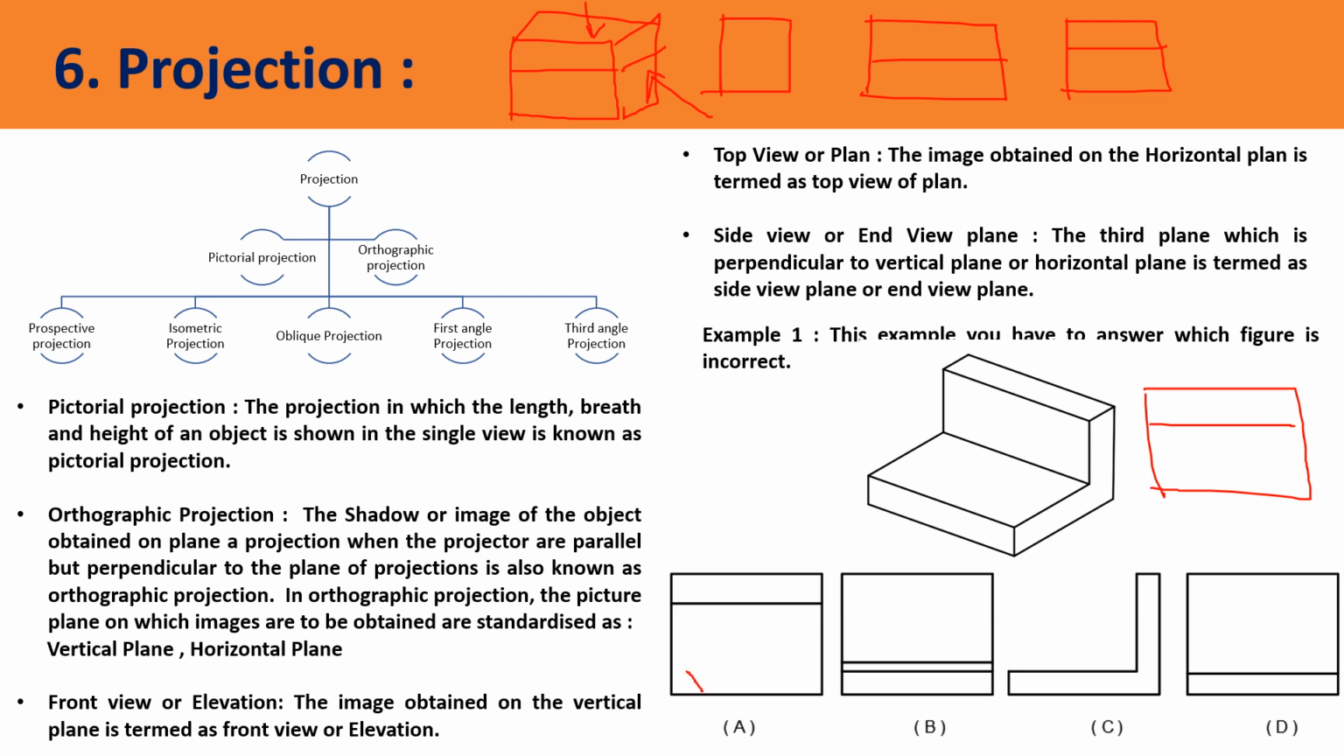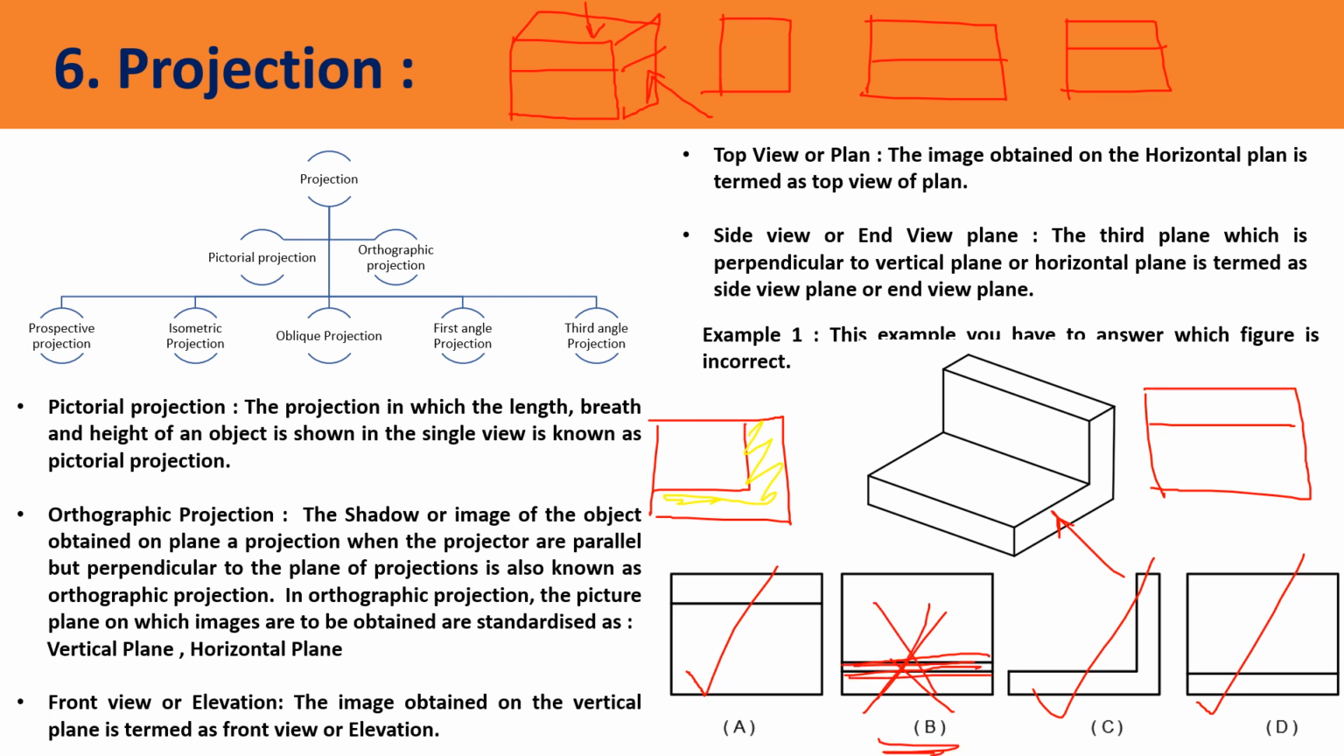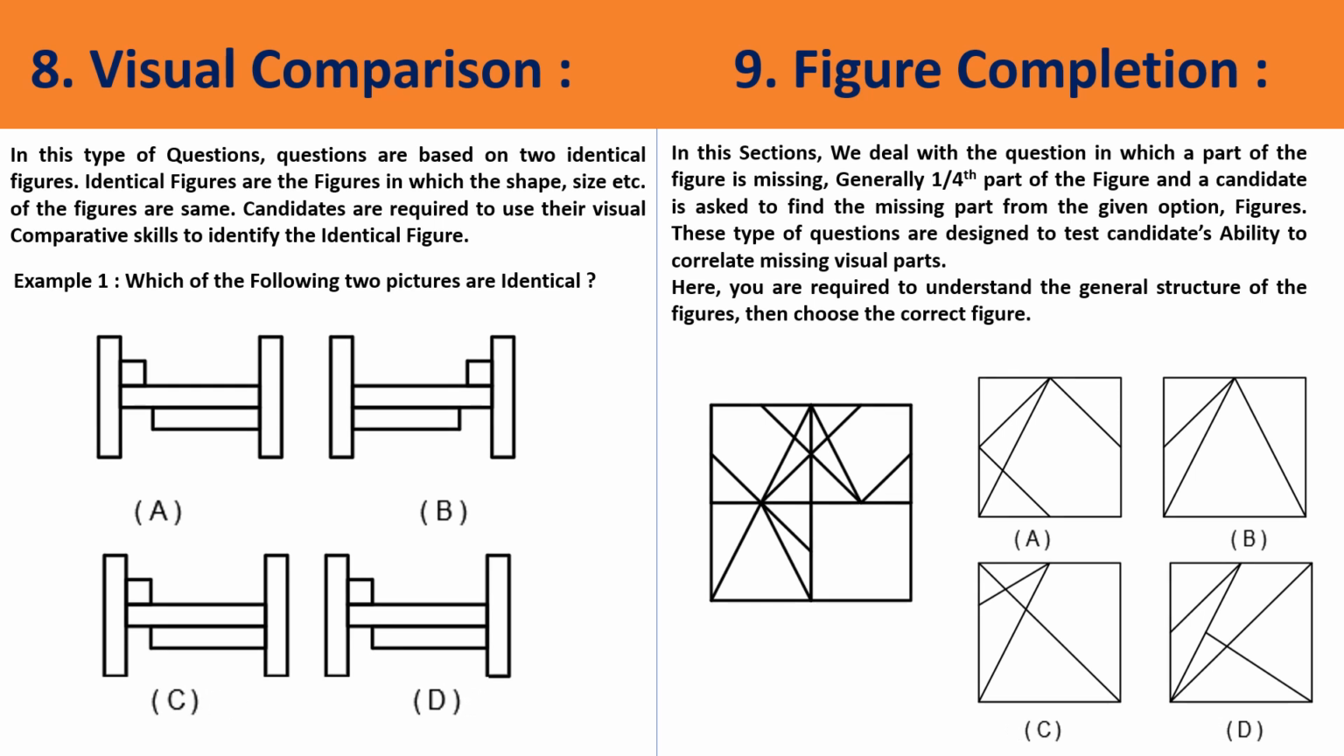So A is okay, then D is okay. Then if we talk about the side elevation, you're not going to see anything from here, right? You will only see the area which is over here. So C is also okay, but B is not the correct answer because this has two lines over here.